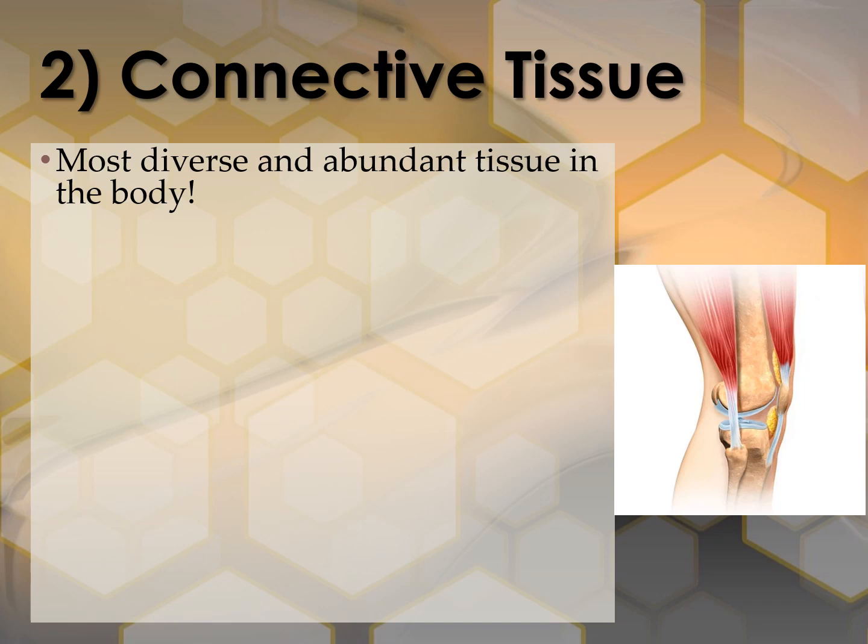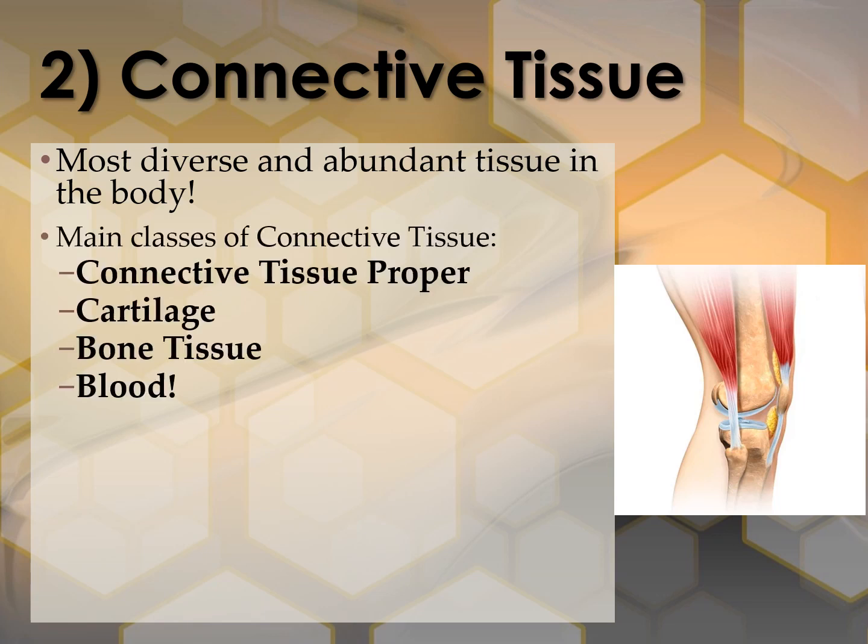So now let's talk about our second type of tissue, and that's going to be connective tissue. So this is really the most diverse and most abundant tissue in the body. So essentially, if it's not an epithelial tissue, if it's not muscle, and it's not nervous tissue, it's going to be connective tissue. So it's really found everywhere in the body.